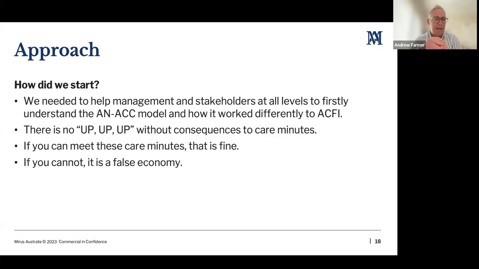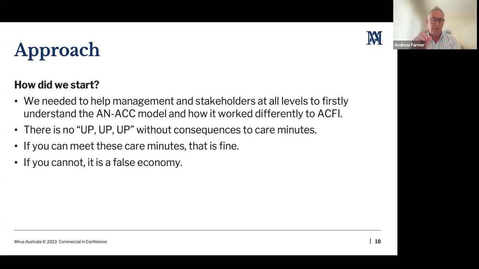But the fact is that AN-ACC works differently. It works in a specific way, and you need to therefore manage it in a specific way. There is no up, up, up, as Tyler was saying, without consequences to care minutes. If you want to chase revenue, you better be able to find the staff. So if you can find the staff, as one of our clients in Melbourne said, we have no problem finding staff, so we can push up revenue and we can find the staff. That's fine. Great. It doesn't matter where that balance is. It doesn't matter whether it's high revenue and high care minutes or low revenue and low care minutes.